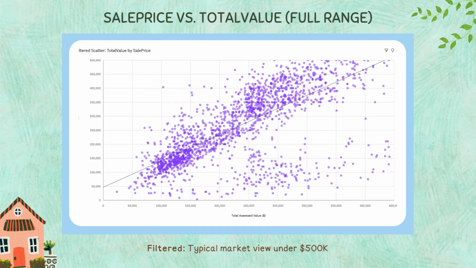Here's the filtered scatter plot, limiting to homes under $500,000. When I reduced clutter by removing outliers, I was able to make the visualization decision ready. Suddenly, the positive correlation became obvious. Without filtering, decision makers could miss the relationship entirely.